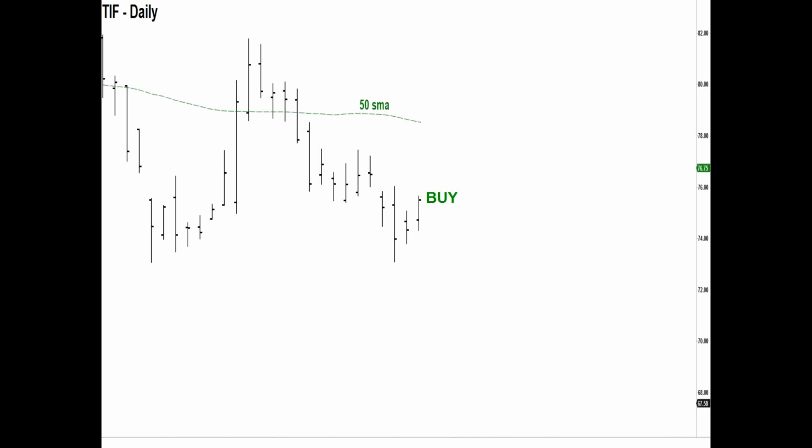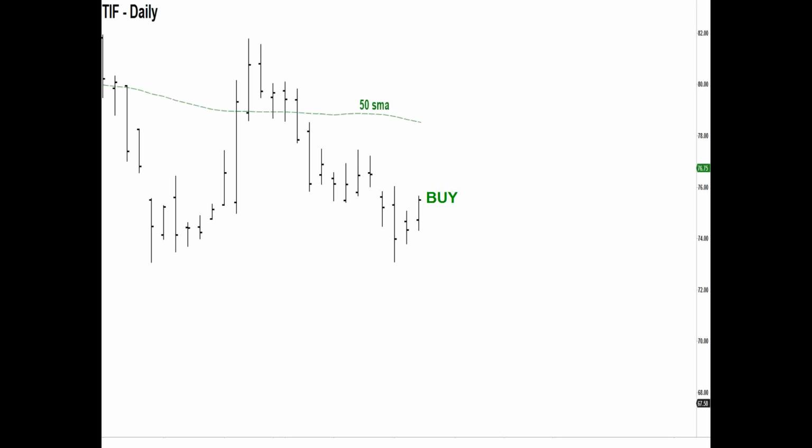Should we be buying this stock? Absolutely not. We're below the 50, and odds tell us that most likely we will lose money. The overall trend is down. Remember, if we're below the 50, we should be selling, not buying.